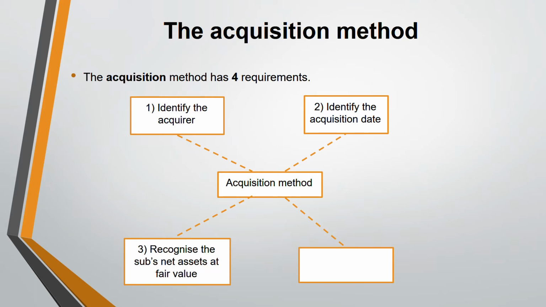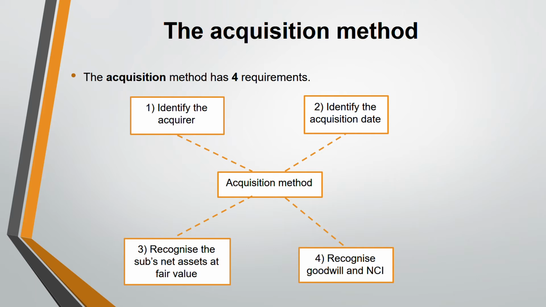Number three, recognize the subsidiary's net assets at fair value. At fair value, everything is at fair value for IFRS 3. That's a good thing. No need to memorize everything. Everything is at fair value. So the net asset of the subsidiary is also at fair value that you have to recognize. And finally, you have to recognize goodwill and NCI. That's what we have been doing. Because when you acquire a subsidiary, goodwill also you have to recognize, NCI also you have to recognize.